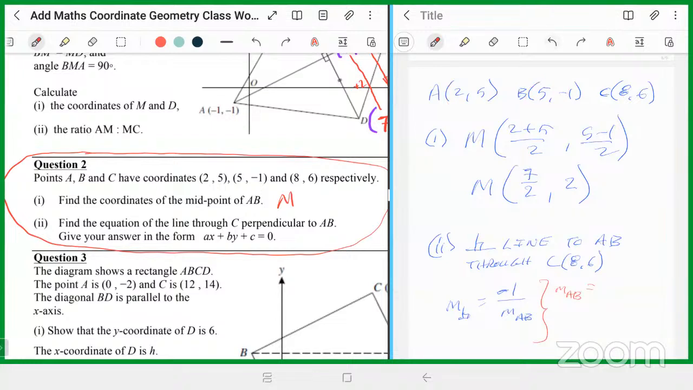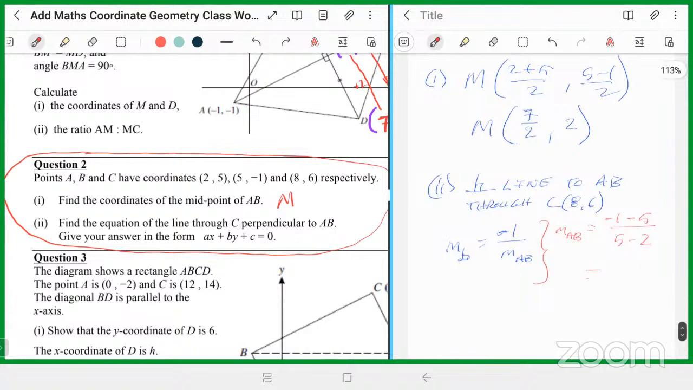So I'm going to do this y value minus this y value. That's -1 minus 5. That's the difference in my y values, that's my rise. Over run, this x value minus this x value now. It's 5 minus 2. So this up here becomes a -6, and 5 minus 2 is 3. 6 over 3 is 2, so it becomes a -2.